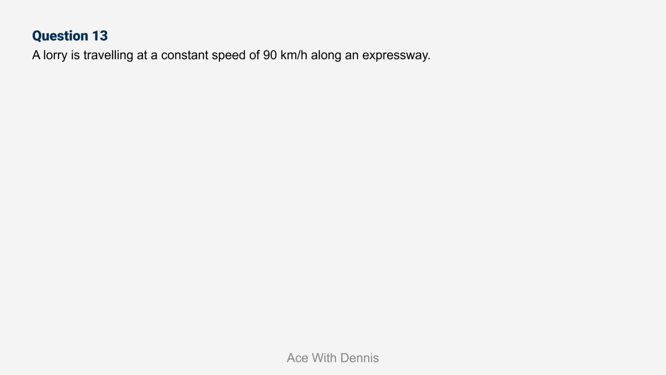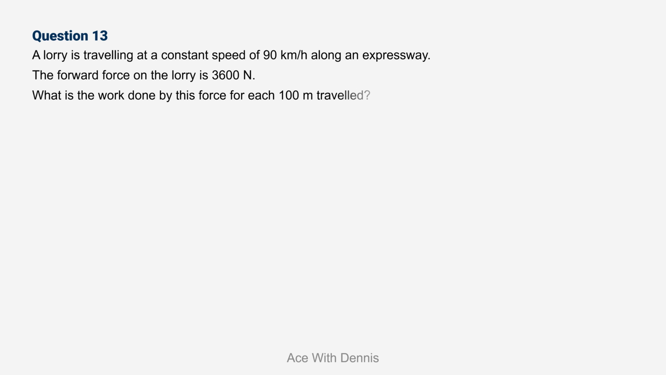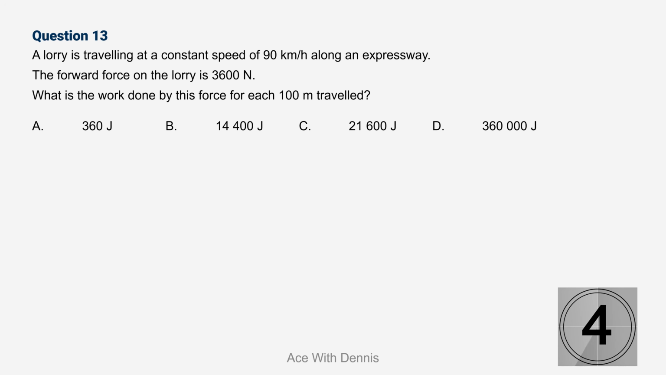Question 13. A lorry is traveling at a constant speed of 90 km per hour along an expressway. The force on the lorry is 3,600 Newton. What is the work done by this force for each 100 meters traveled? A. 360 joules. B. 14,400 joules. C. 21,600 joules. Or D. 360,000 joules. The answer is D. 360,000 joules.